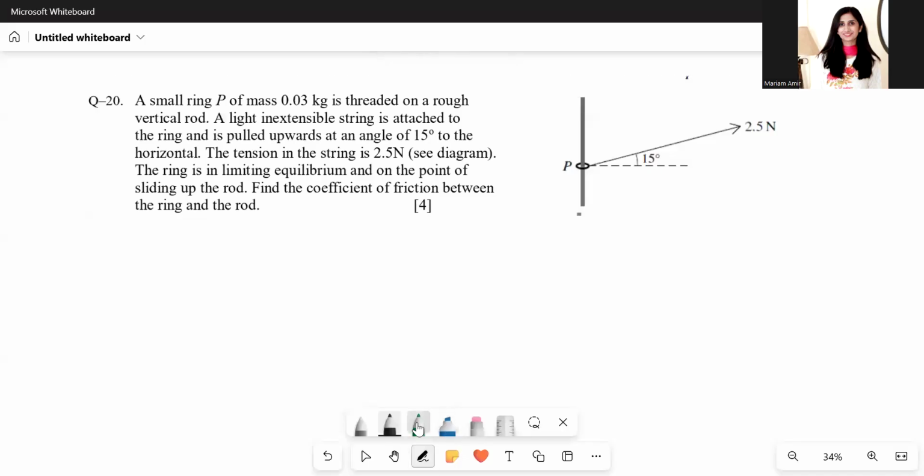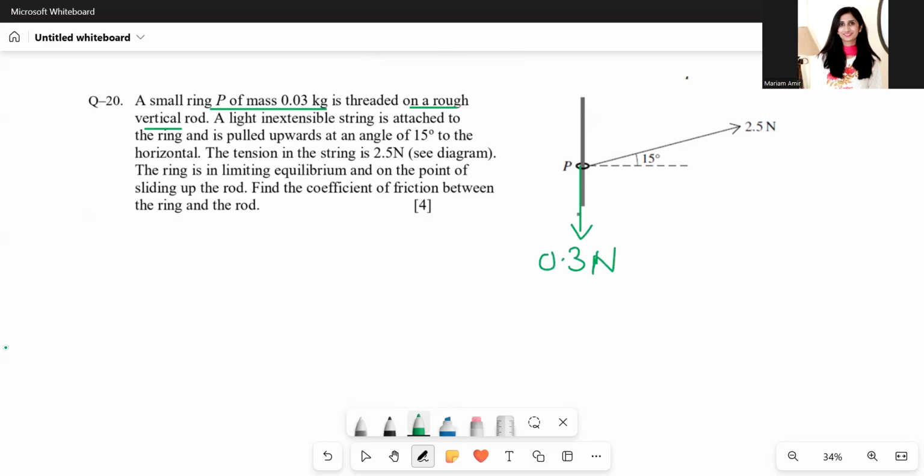Okay, question 20. The worksheet is forces on threaded ring. A small ring P of mass 0.03 kg is threaded on a rough vertical rod. Okay, so I'm going to draw the direction of weight. Weight is mass times 10, so it's going to be 0.3 newtons in the downward direction.